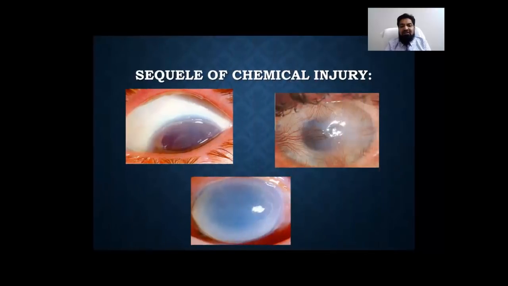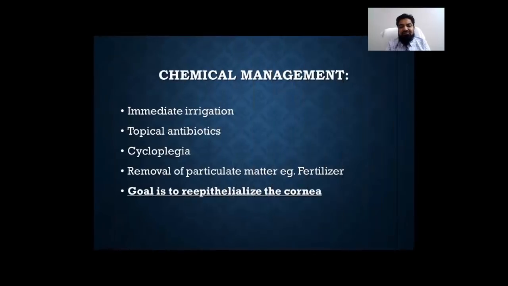In this slide, initially the patient comes with corneal abrasion, corneal sloughing, corneal cloudiness, and then in the later stage they develop opacification and new vascularization. As I told you before, it is an emergency and immediate irrigation is necessary, and simultaneously we give antibiotics and some cycloplegic drugs, and it goes better if they come on time.